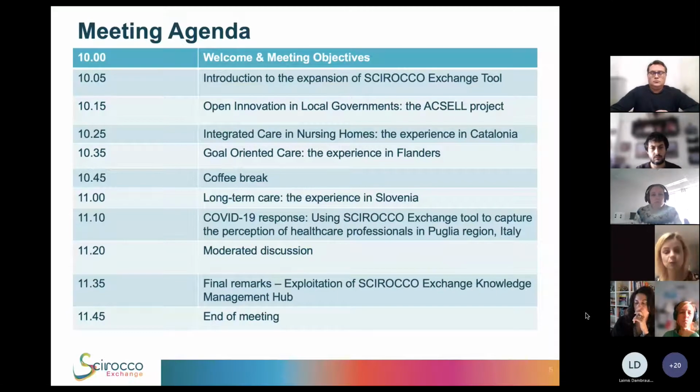So if we look at the agenda for today, we will start with a bit of introduction to the tool, as I said, our approach to its expansion and adaptation, and then you will hear three different examples of this expansion. So we will be hearing from Sandra Evans about the ASL project, and then two local experiences in Catalonia and Flanders. We will then break for a short coffee break for 15 minutes. And after that, we will hear again two local examples, one from Slovenia and one from Puglia region. We will then have a dedicated session on discussion, and we will conclude the workshop with our remarks on, as I said, sustainability and exploitation of the tool.